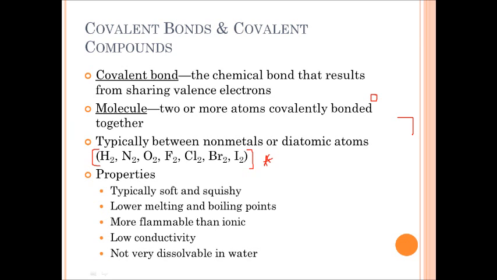The properties of covalent compounds are that they're typically soft and squishy. They have a lower melting point and boiling point than ionic compounds. They're more flammable. They do not dissolve well in water, and because of that, they have a low conductivity.